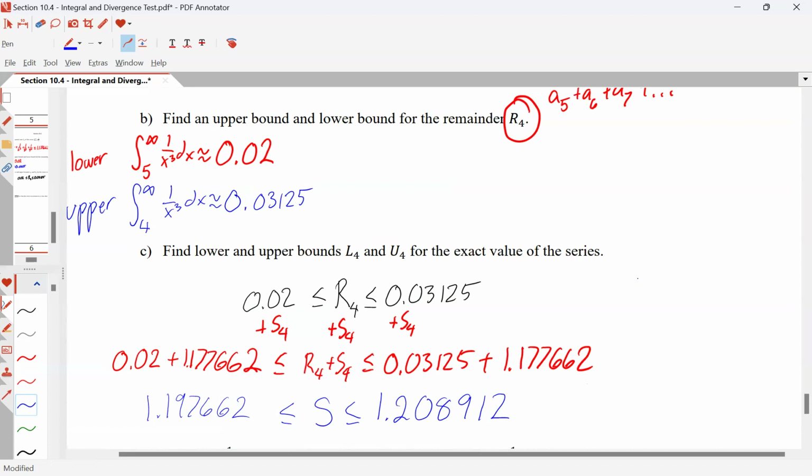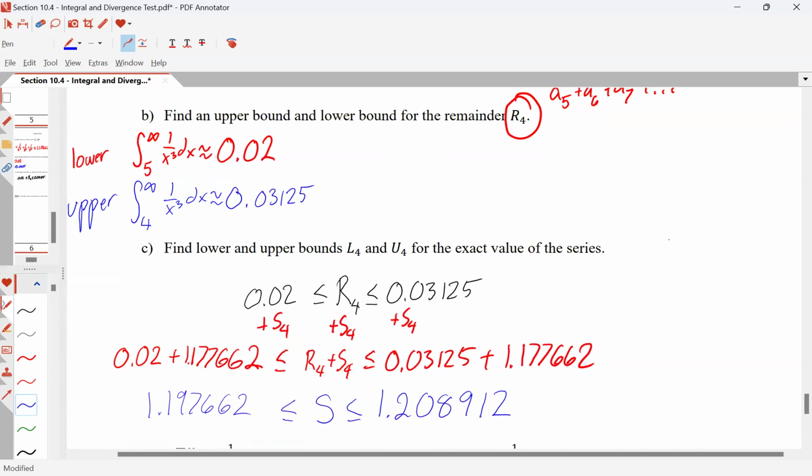Depending on how many terms we need, we could make that more accurate. But for right now, saying it's somewhere in that 1.2 range is really accurate. Got a decent amount of decimal places to it.